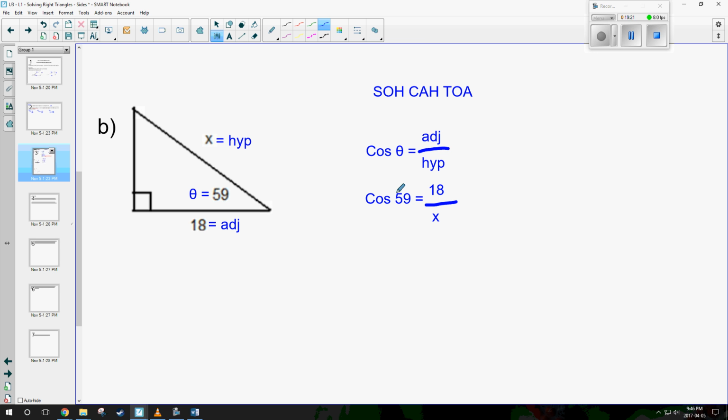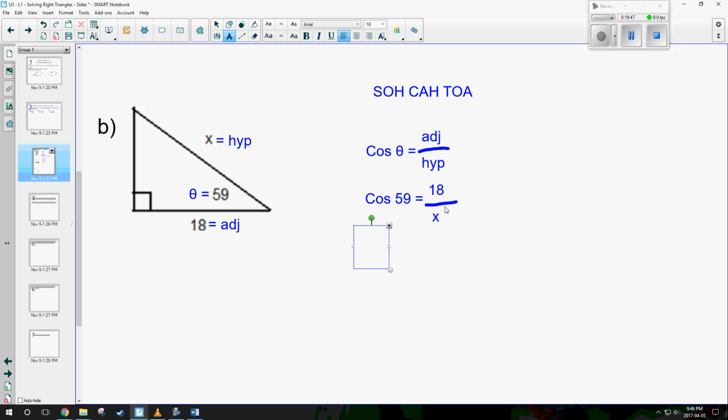So we have cos 59 is equal to 18 divided by x. Now in this case, we have to get x off of the bottom to be able to get x by itself. There's two ways that you can think about this. The first way is that you have to multiply both sides by x, but then you also have to divide out the cos 59. So let's just do that step.